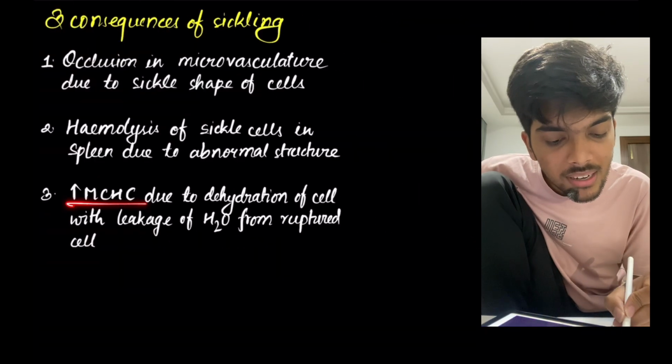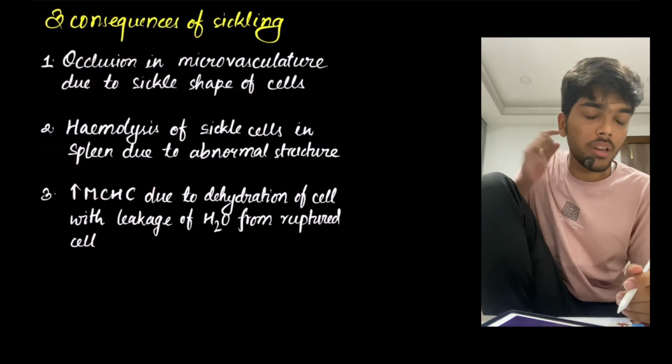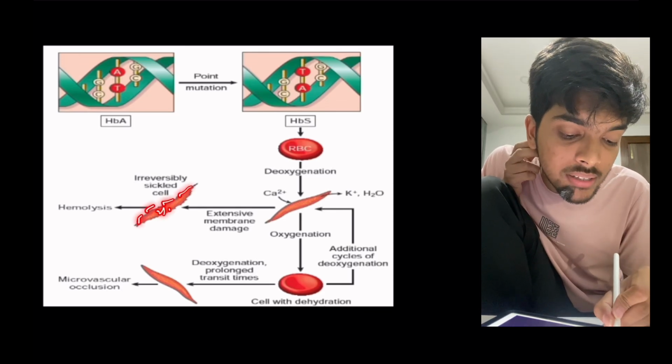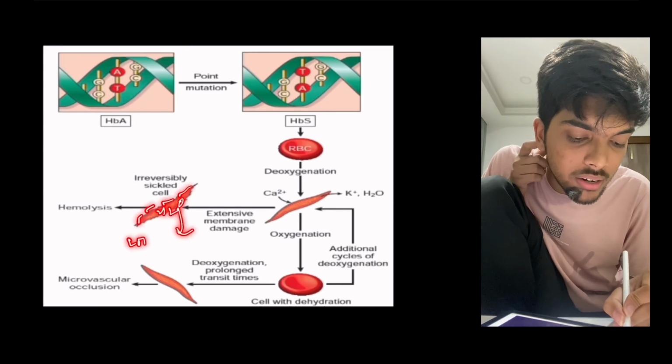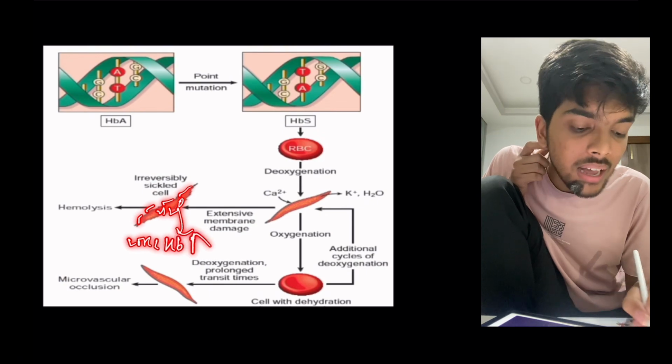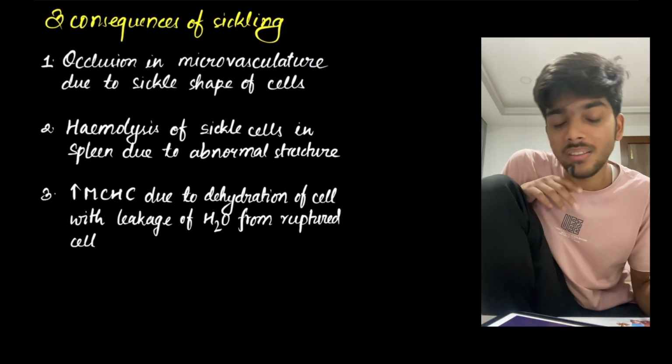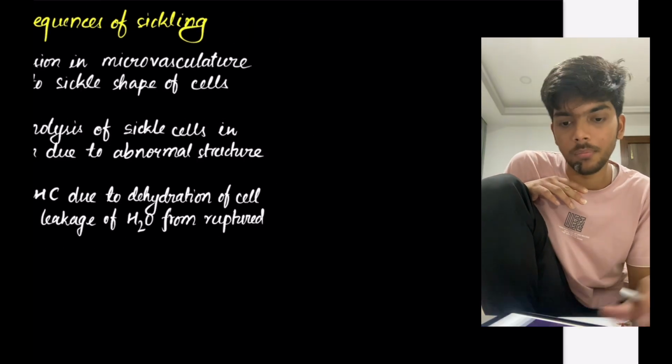Number 3, increased MCHC or mean corpuscular hemoglobin concentration. As the membrane ruptures, the water inside comes out. As a result, the concentration of hemoglobin increases and the mean corpuscular hemoglobin concentration also increases. So these are the 3 consequences of sickling.